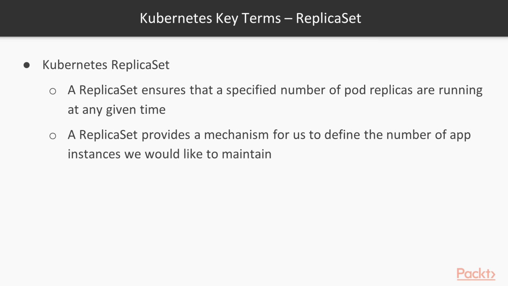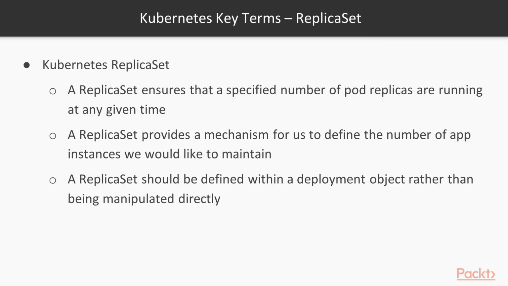So a replica set provides a mechanism for us to define the number of app instances that we would like to constantly maintain. A replica set should be defined within a deployment object rather than being manipulated directly. And a replica set provides declarative updates to pods.